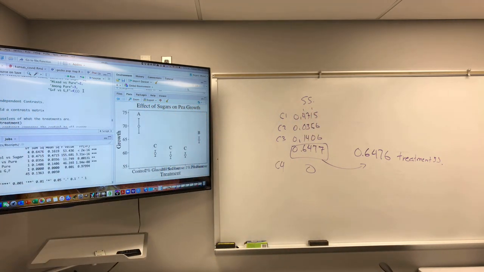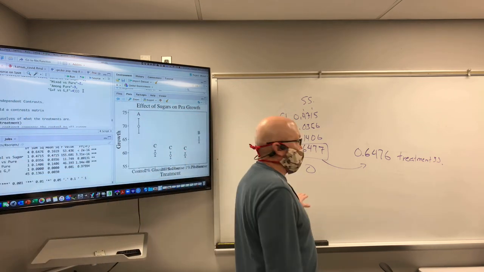So what this does is it's basically taken whatever the variation is among treatments, and divided it up into 3 different ways of looking at that among treatment variation. And once you've exhausted that among treatment variation, you don't have any more variation to do tests on, which is why contrast 4 returns nothing.